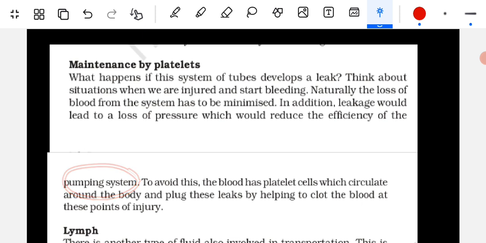The heart pumping system is there. What is the function of the heart? It is a pumping system, and its efficiency will be reduced. So to avoid this, the blood has platelet cells which circulate around the body and which plug these leaks by helping the blood clot at these points of injury.